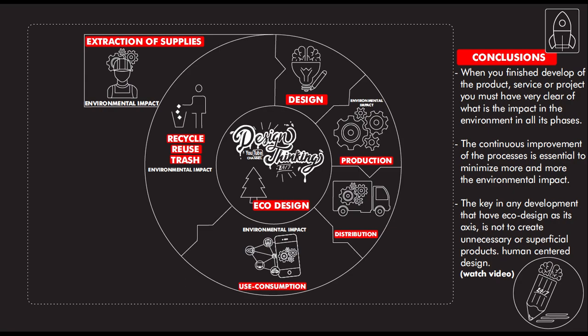As a conclusion, we can say that when you finish developing the product or service, you must have a very clear idea of what is the impact on the environment. It's very important to continue improving the process, and it's essential to minimize all the environmental impacts. The key in the development of a project with eco-design is that the main axis is not to create unnecessary or superficial products. You have to be focused on human-centered design. If you don't know what that is, please check here in our channel that video, because human-centered design is the axis to develop eco-design and have a better impact on the environment.